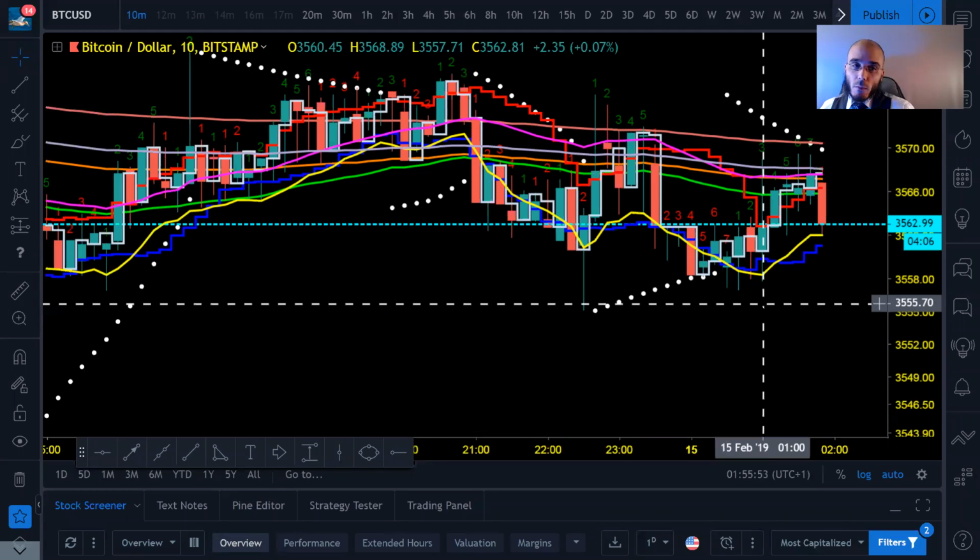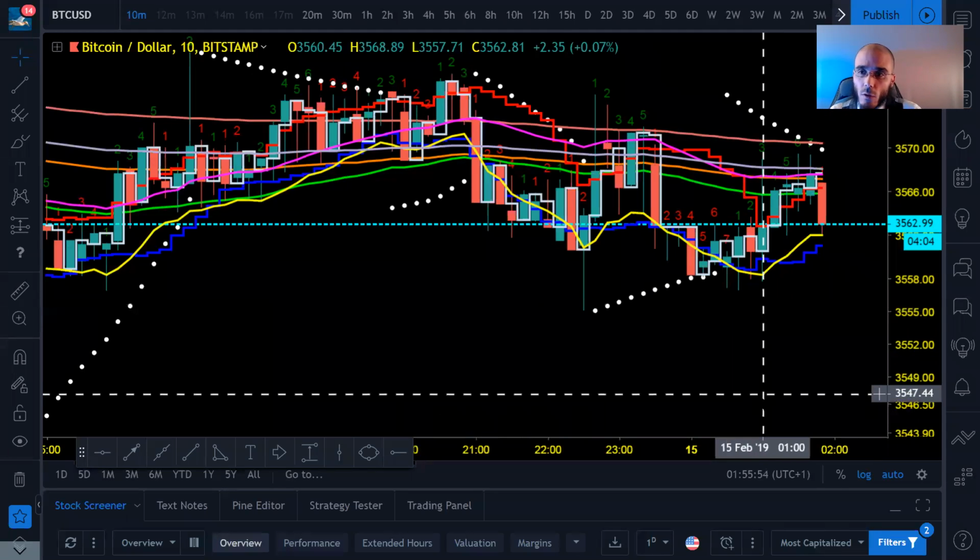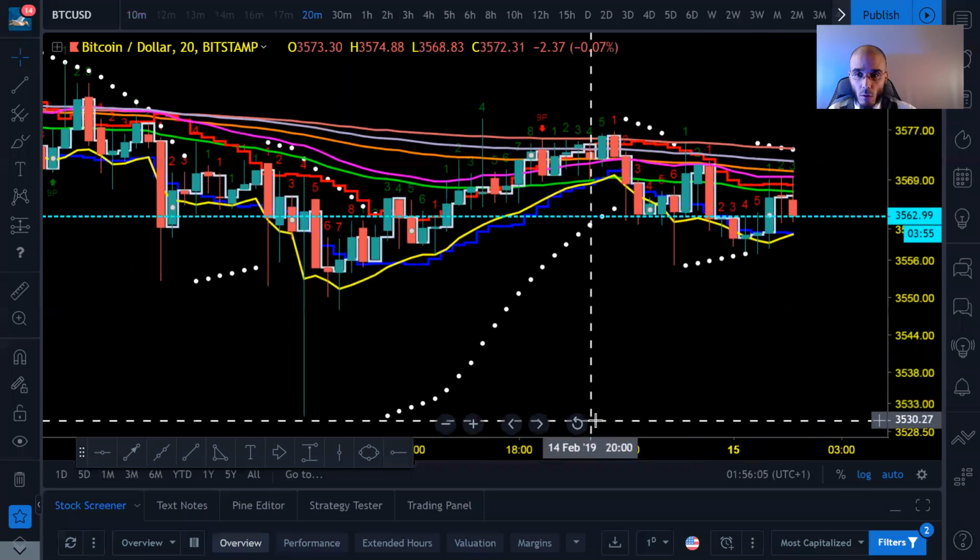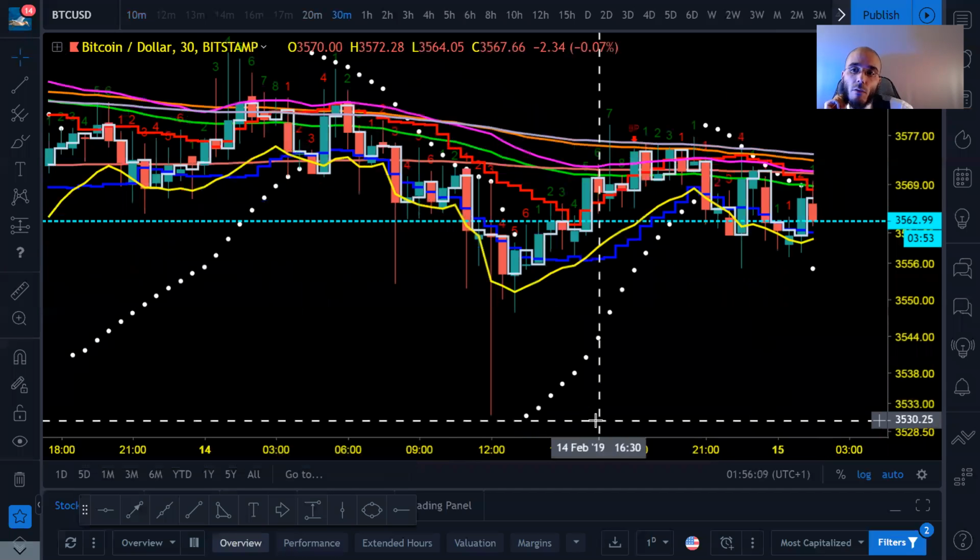Here we have BTC 10 minutes. I'm not going to talk about the 10-minute chart. Let's move on. 20-minute chart, the same. I'm not going to talk about it. And now we have the first chart that we take a look at, the 30-minute chart.